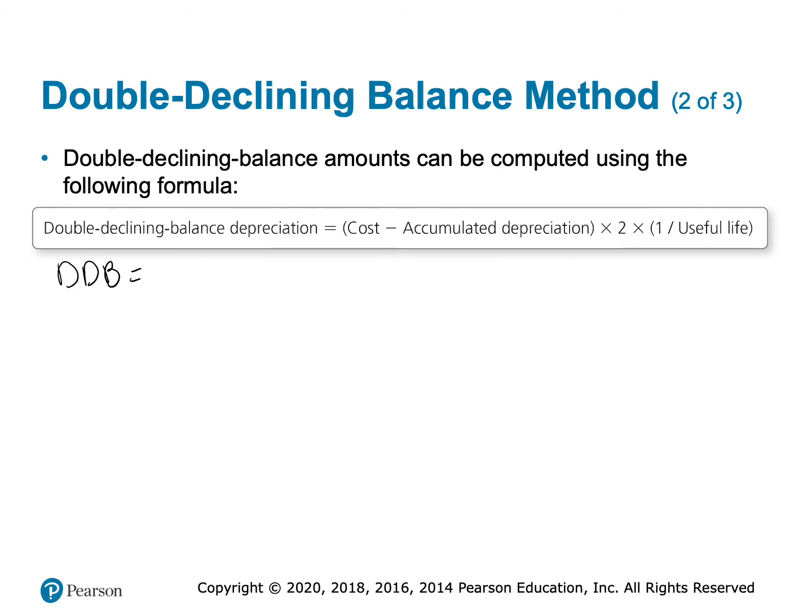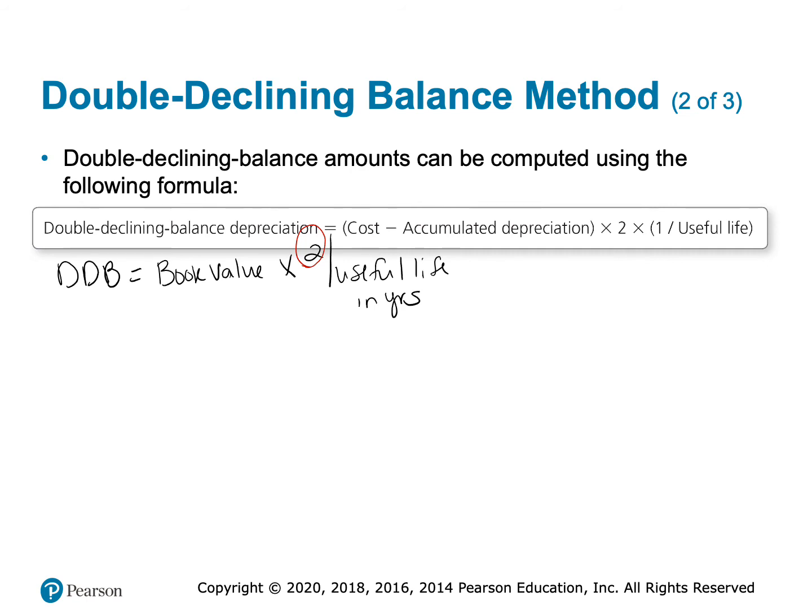Remember, that's what we called book value in the charts. So double declining balance is really taking the book value and multiplying it by 2 over the useful life. And this is the useful life in years. So the 2 in the numerator is what makes this the double in double declining balance.